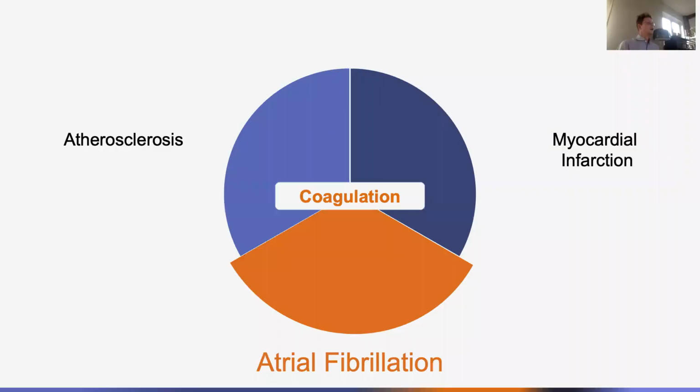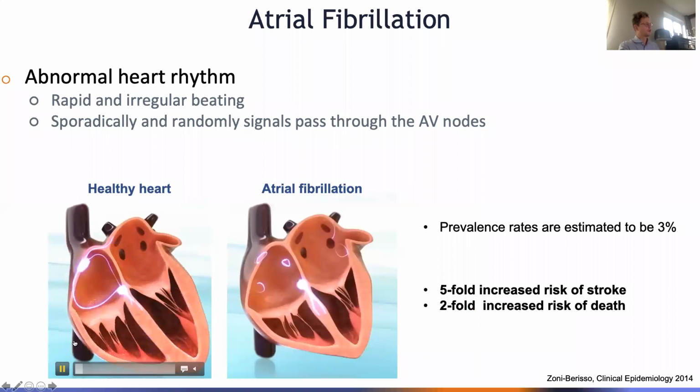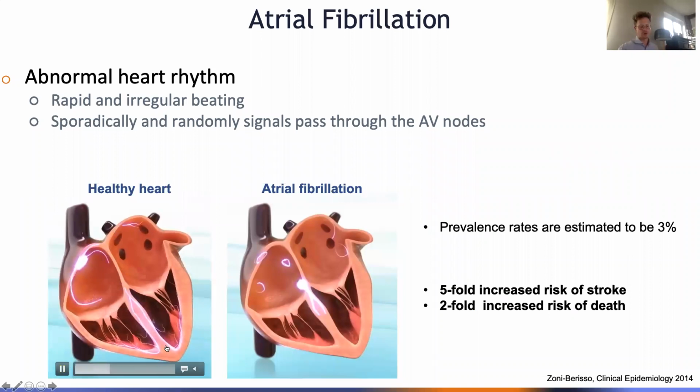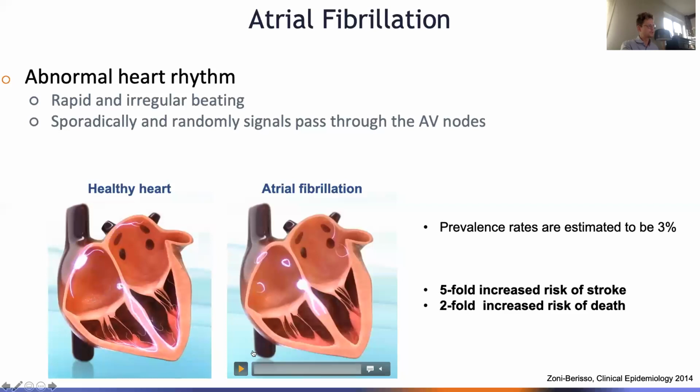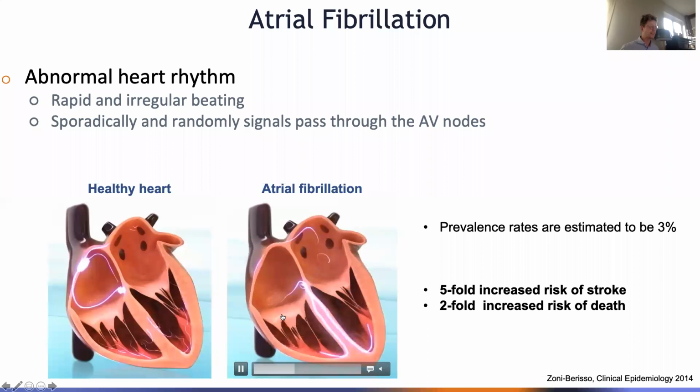Okay, so then our last part, atrial fibrillation. Just briefly, atrial fibrillation is an abnormal beating of the heart. Here you see a healthy heart where you nicely see that the signal starts in the sinus node, being conveyed to the rest of the heart, and you just get a regular beating. However, during atrial fibrillation, you get a lot of ectopic initiation of signaling inside the atria. And sporadically, the signal also gets passed through, leading to this irregular and rapid beating of the heart.